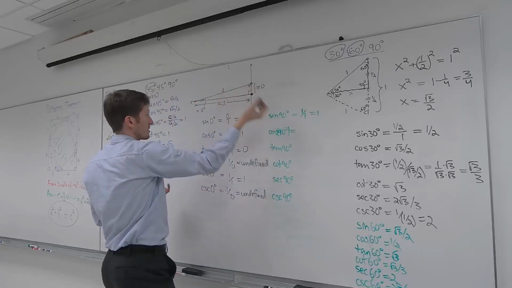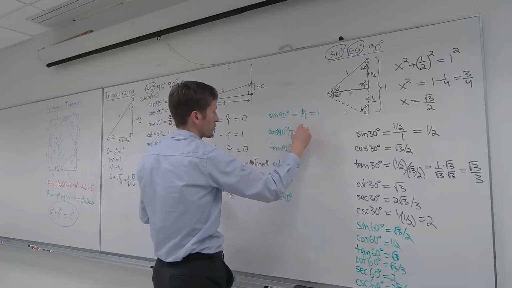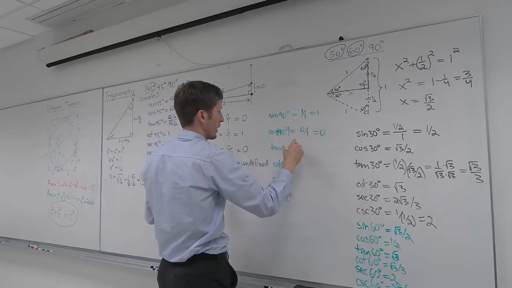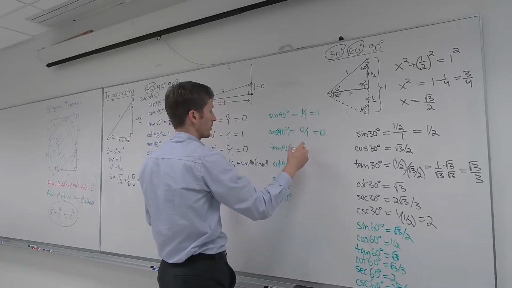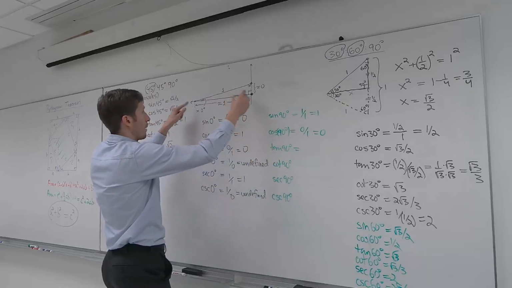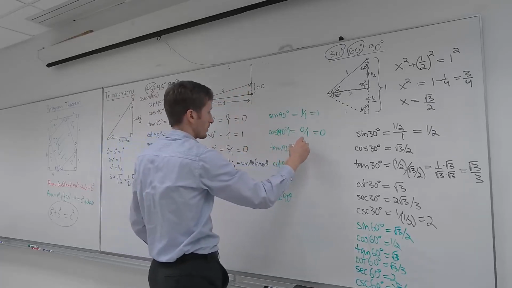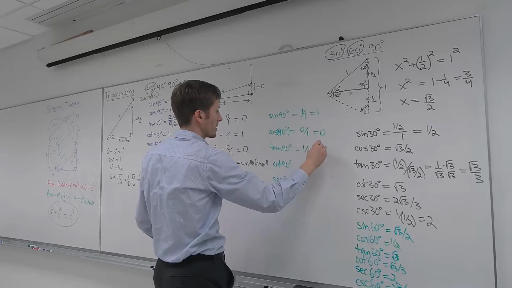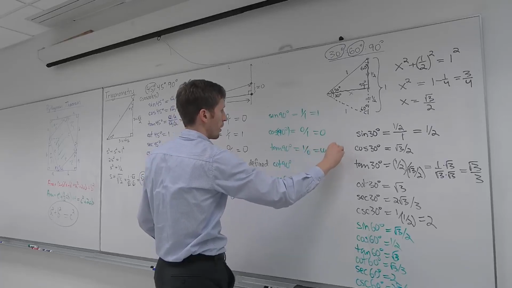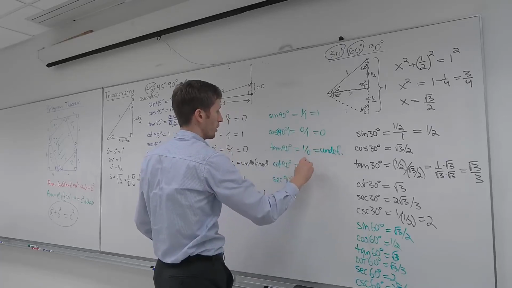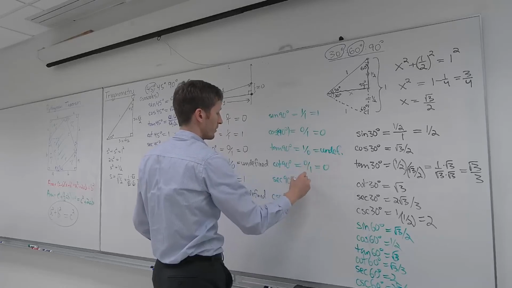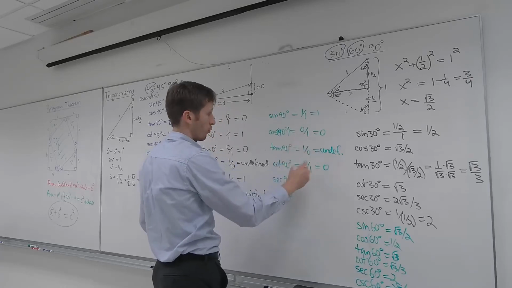Adjacent over hypotenuse, approximately 0 over 1. 0 over 1, that's a 0. Tangent of 90 is opposite over adjacent, approximately 1 over approximately 0. That's undefined. And what about the cotangent of 90? That's 0 over 1, that's 0. Secant of 90, 1 over 0, right?